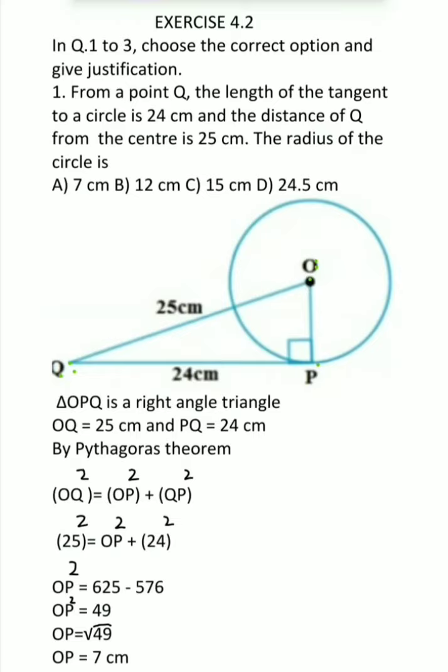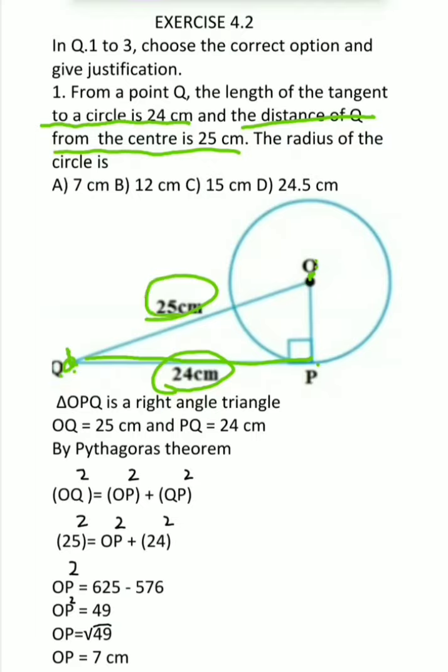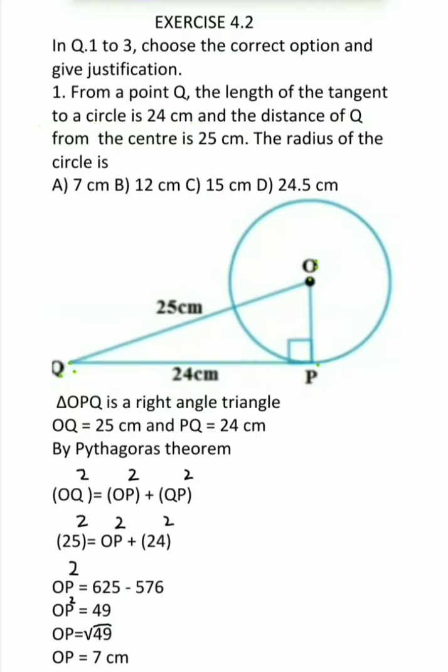See, from the point Q, the length of the tangent to the circle is 24 centimeter. The length of the tangent is given as 24 centimeter, and the distance of the point Q from the center is 25 centimeter. The radius of the circle is, we have to find the radius. By using Pythagoras we can solve this problem.